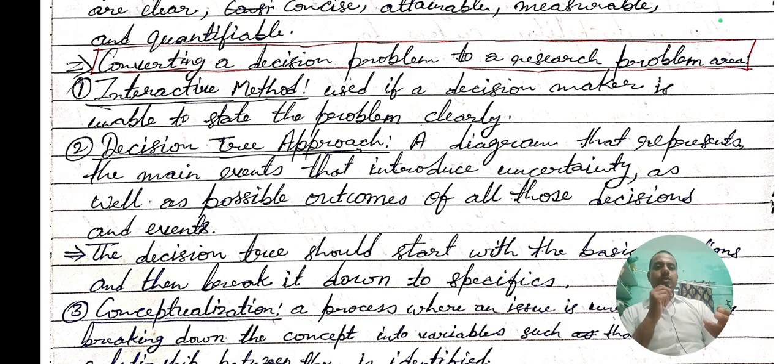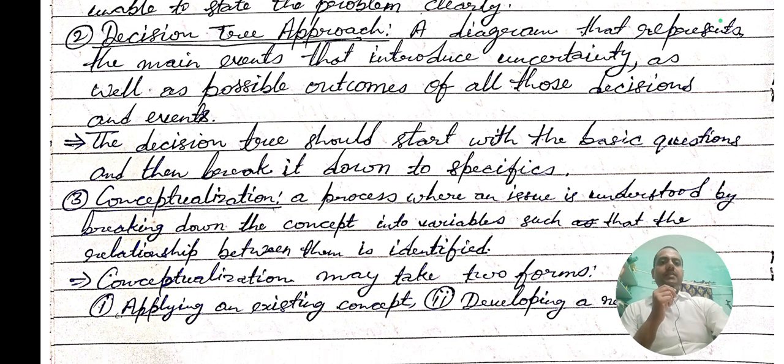Second, the decision tree approach. A decision tree is a diagram that represents the main events that introduce uncertainty as well as possible outcomes of all those decisions and events. Decision trees should start with the basic questions and then break down to specifics.